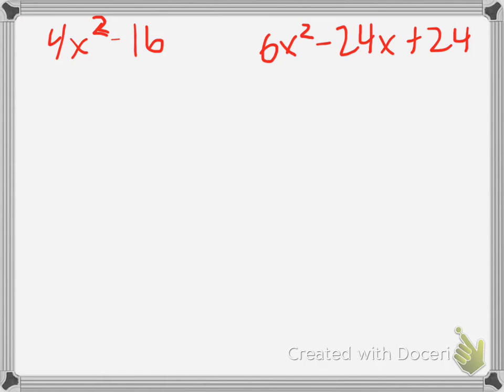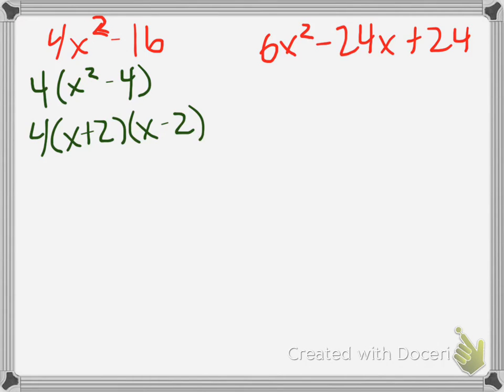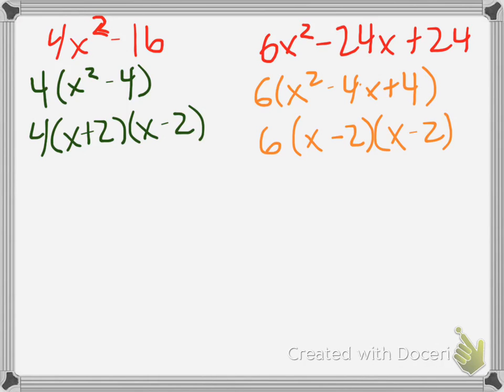So first we are going to factor the one here on the left, 4x squared minus 16, and you can pull a 4 out of there, so then you have x squared minus 4, and then we're going to factor that, so you get 4 times x plus 2 and x minus 2. Then I'm going to factor the other one, and the first thing I'm going to do is pull 6 out, so then you're left with x squared minus 4x plus 4, which will then get you x minus 2 and x minus 2.